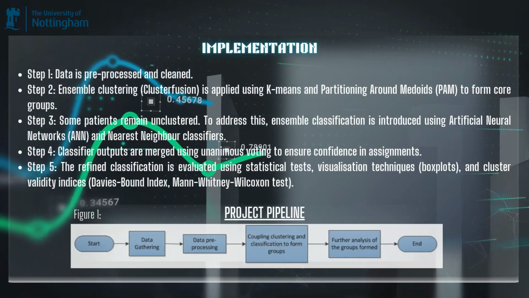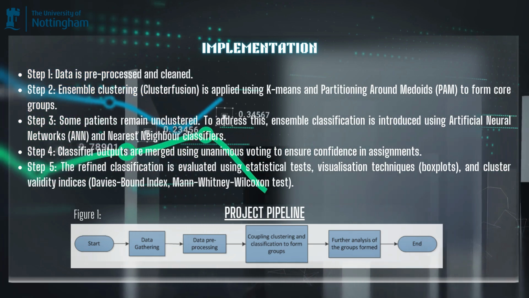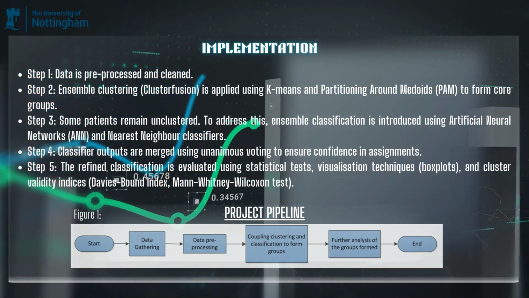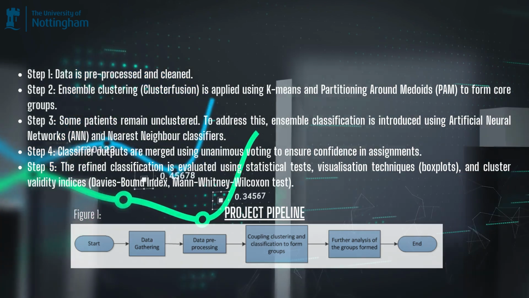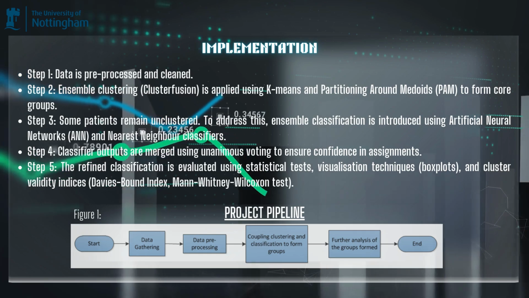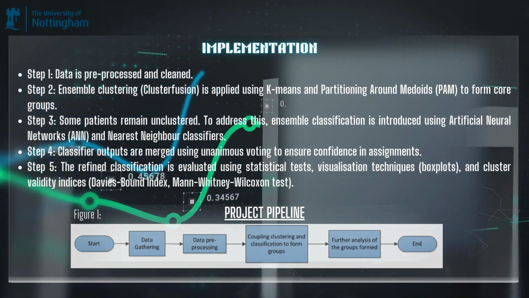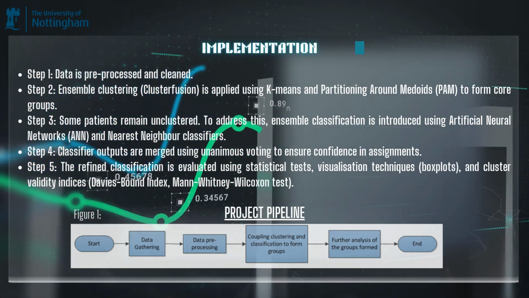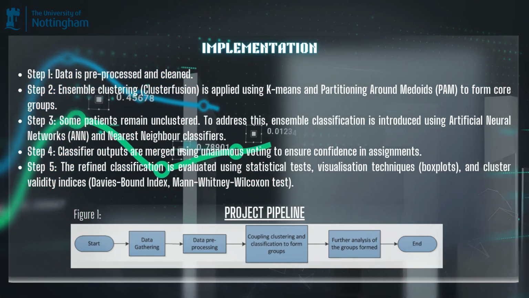The methodology consists of 5 key steps. First, the data is pre-processed and cleaned. Second, ensemble clustering is applied using k-means and partitioning around medoids to identify core patient groups. Third, some patients remain unclustered, so ensemble classification is introduced using artificial neural networks and nearest neighbor classifiers.